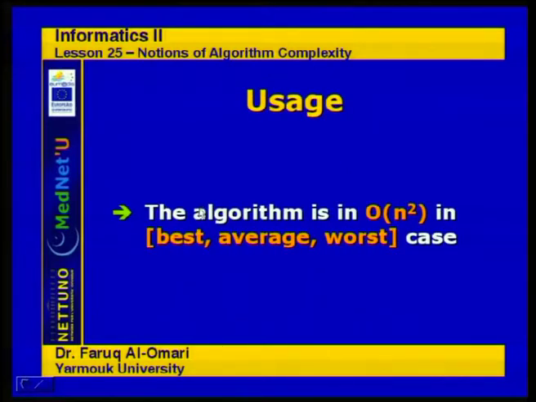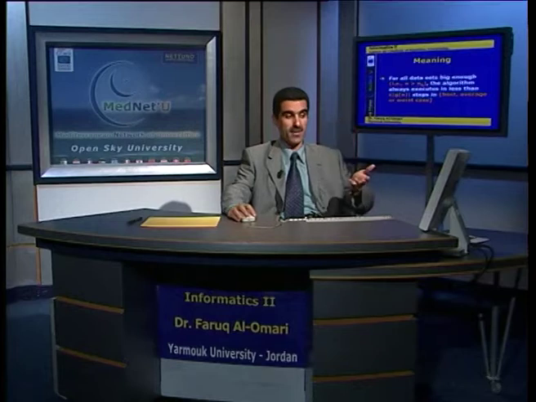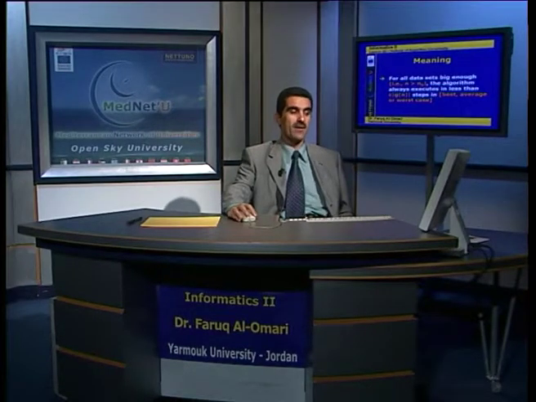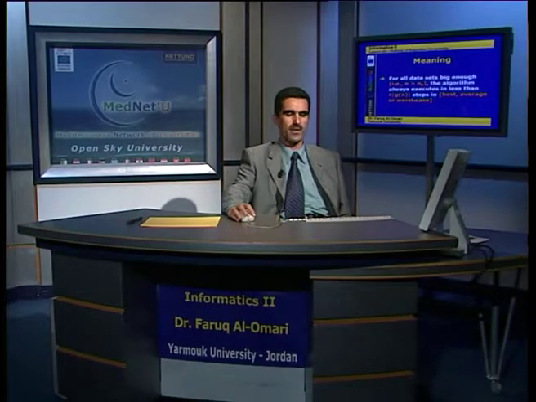The usage: the algorithm is in the order of n squared in the best, average, or worst case. This means for all data sets big enough, that means n is greater than a certain breaking point n0, the algorithm always executes in less than c times g of n, this cost function, steps in the best, average, or worst case. It depends upon which one we're analyzing.